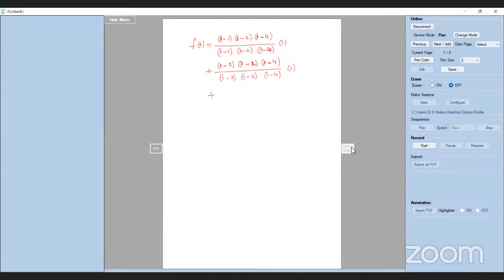Next, plus another term: x minus x0, x minus x1, that is 1, x minus x3, that is 4, divided by x2 minus x0, 2 minus 0, 2 minus 1, 2 minus 4, into f of x2, plus x minus x0, x minus x1 is 1, x minus x2 is 2, divided by x3 minus x0, x3 is 4 minus 0, 4 minus 1, 4 minus 2, and the f of x3 value is 5. Like this. Now we have to simplify this one.